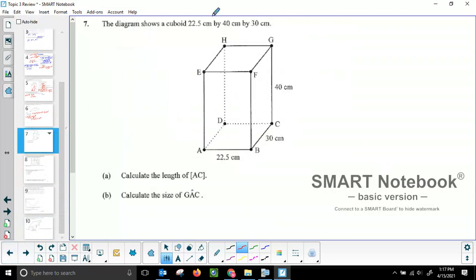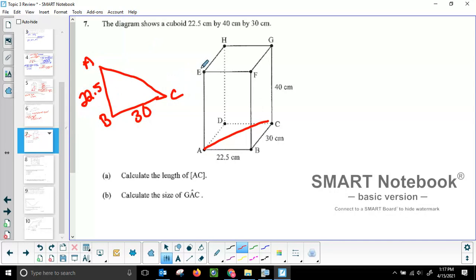All right, so here we go. The diagram shows a cuboid, 22.5 centimeters by 40 centimeters by 30 centimeters, and they give us the picture here. Calculate the length of AC. All right, so AC creates this triangle here. Of course, this is a right angle, right? So if you want to draw a separate triangle, that can help, right? So here we would have A, B, C, all right? And we know that AB is 22.5, and this is 30.